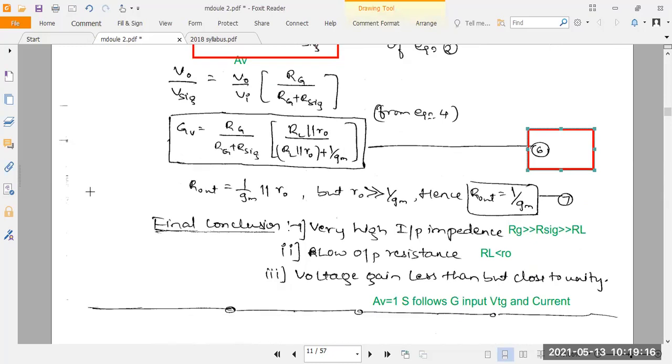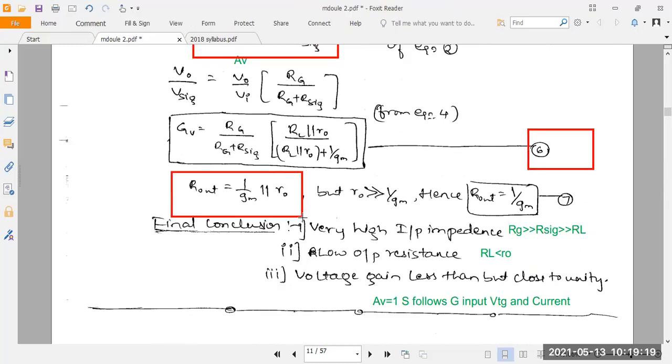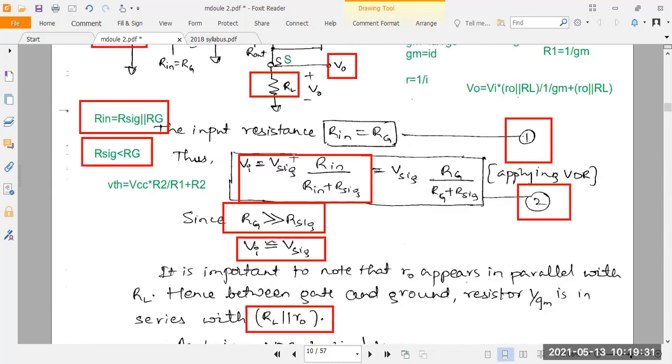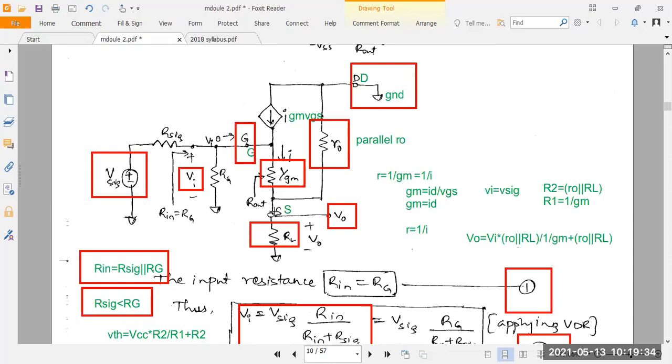Next, you take Rout, and you have to find the total output resistance. When RL is neglected, what is the output resistance for the source side? It is 1 by gm parallel with R0. You neglect RL here. If you neglect RL, then the source side is connected to the resistances 1 by gm and R0. These two are in parallel.